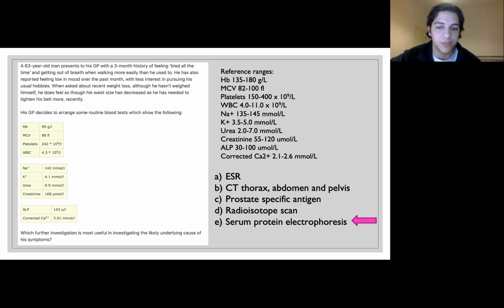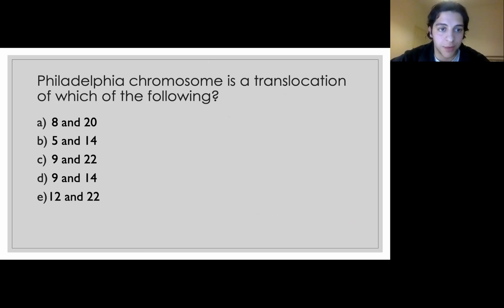And then the same is true for the radioisotope scan, which would likely show lytic lesions, but it might not indicate the cause. A CT thorax, abdomen, pelvis to look for malignancy would be indicated if the protein electrophoresis was negative, if it ruled out myeloma. And lastly, the PSA level wouldn't be helpful as prostate cancer usually doesn't have an elevated PSA. And when it metastasizes to bone, it causes sclerotic lesions, which would not produce the results that the patient has in his bloods. Okay, and final question, nice short one.